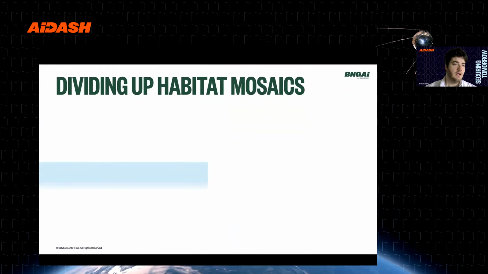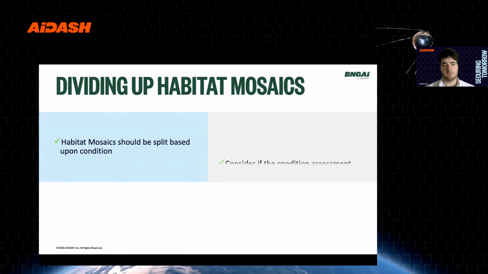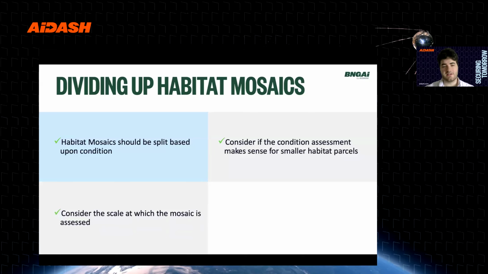So when we are thinking about how we divide up habitat mosaics, these can be quite large areas, and might need to consider lots of different types of habitats that might be within them, and you might need to go, okay, when this area is getting very large, I don't think that's an appropriate size of habitat parcel. When do you want to divide it up?